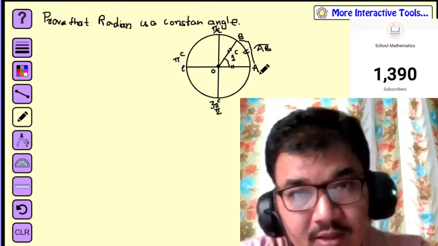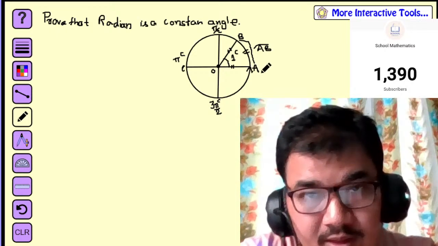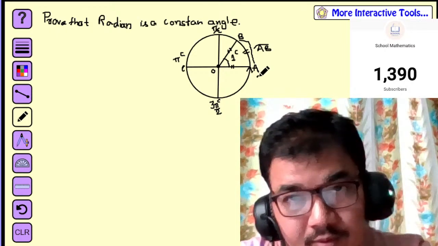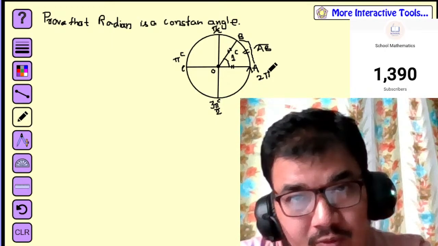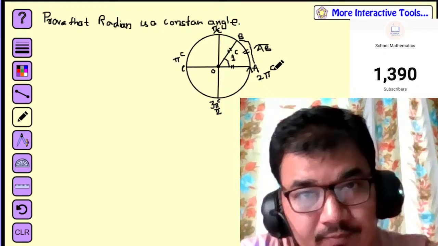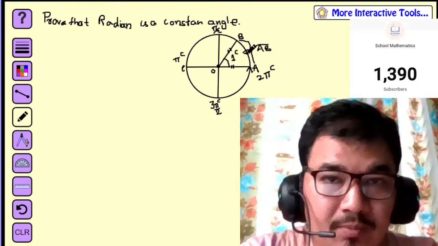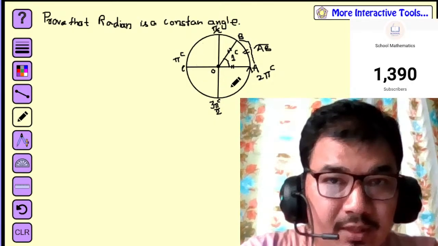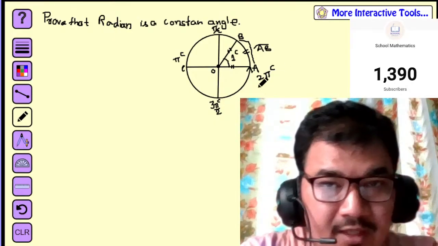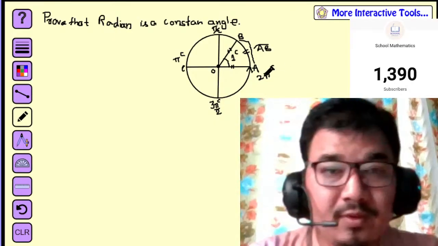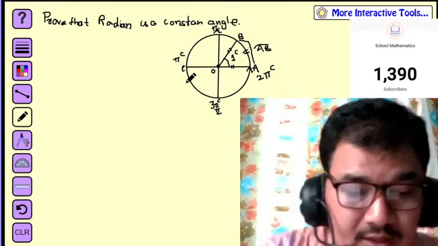When it comes here, one complete round, this is 2 pi radian, which is also known as 360 degree. This one complete rotation, this circle makes 360 degree. So 2 pi radian means 360 degree.